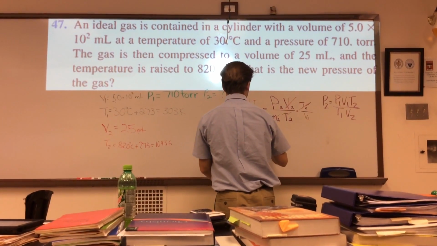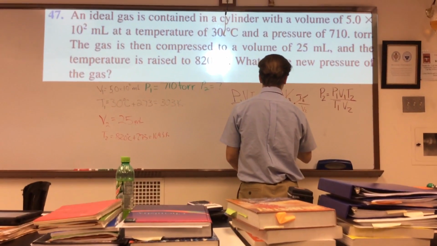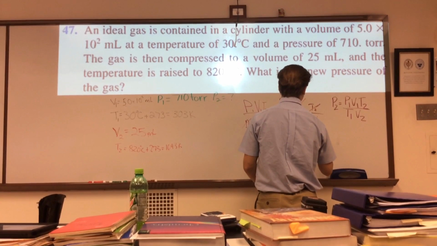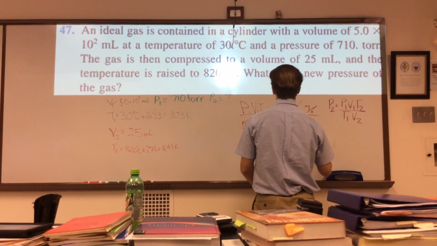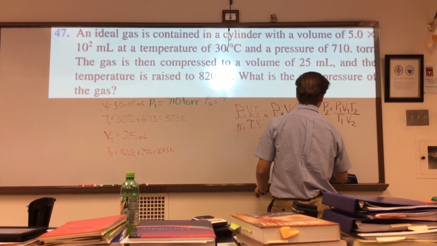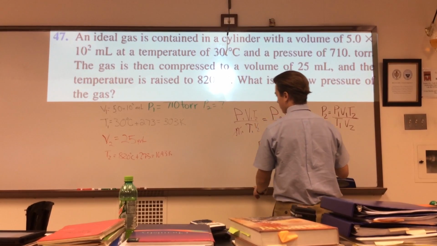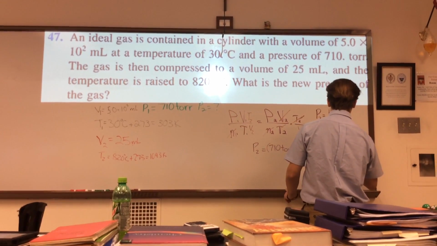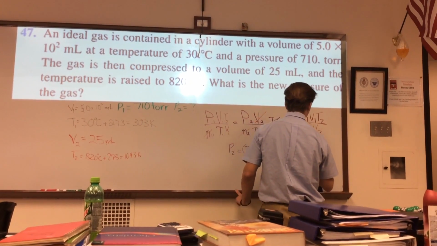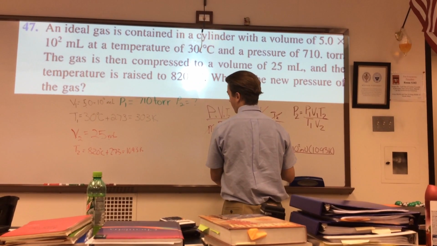How do we know that n isn't going to change? Because it's a gas in a cylinder, and they say the gas is then compressed. They're not saying we're adding gas or losing gas, so the amount is the same. They don't mention it, but they're implying it. If you had an airtight cylinder and kept pushing down on it until you couldn't push it down anymore, would you reach a limit? Actually, you would.